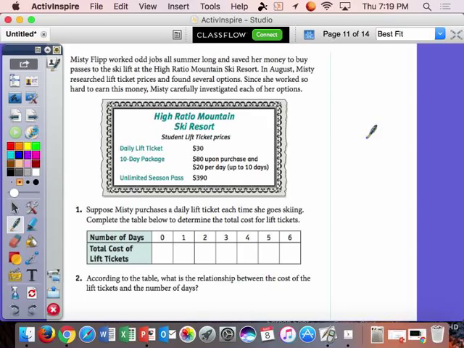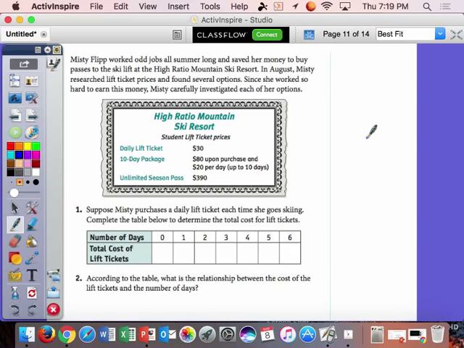All right. Now, looking at page 6 of your packet, we are almost there, y'all. 2.5 more pages. Missy Flip worked odd jobs all summer long and saved her money to buy passes to the ski lift at High Ratio Mountain Ski Resort. In August, Missy researched the ticket prices and found several options.